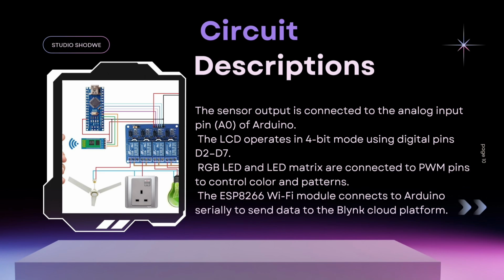Then the circuit description: the sensor output is connected to analog input pin A0 of the Arduino. The LCD operates in 4-bit mode using digital pins D2 to D7. The RGB LED and LED matrix are connected to PWM pins to control color and patterns. The ESP8266 Wi-Fi module connects to the Arduino serially to send data to the Blynk Cloud platform.